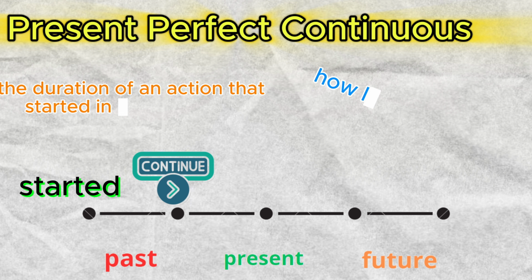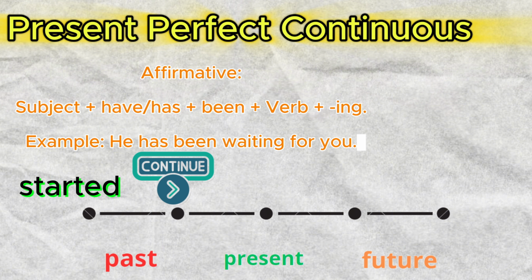She has been working at this job since 2020. They have been playing soccer all afternoon. How to form it. 1. Affirmative. Subject, have, has, been, verb. Example, he has been waiting for you.